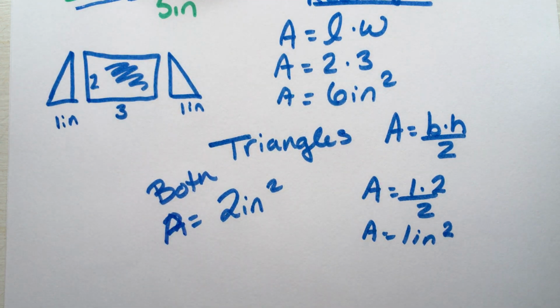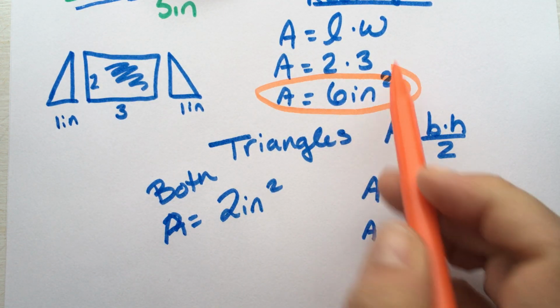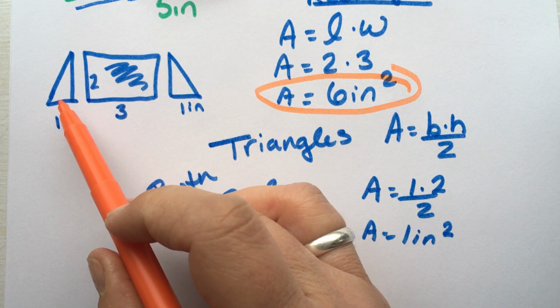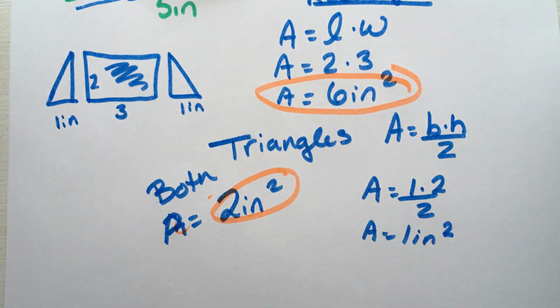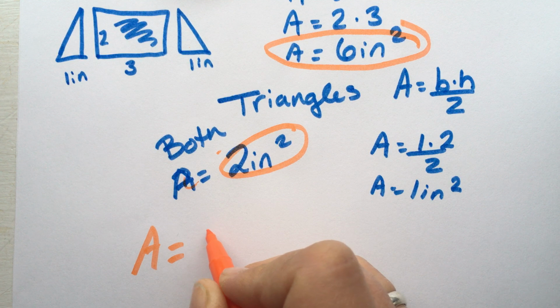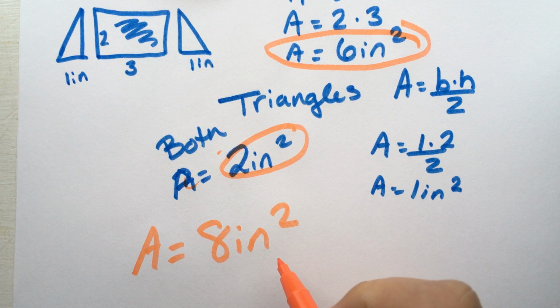Area, there we go, area. So now what I need to do is add them together. I need to add my rectangle answer to my triangles. Again, each triangle was 1 inch squared, both of them together are 2 inches squared. And I get 6 inches plus 2 inches, which is 8 inches. That means the area of my trapezoid equals 8 inches squared, which is exactly the same answer that I got when I used my formula.